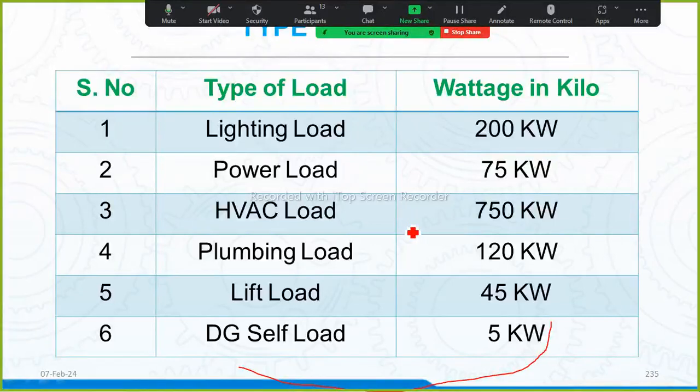I've taken the DG set self load as 5 kilowatt. This is the maximum; you may have 1 kilowatt or 2 kilowatt, but when calculating we take the maximum, because the charging alternator is a maximum load. I took the DG set self load because inside the generator we have a radiator, beside the radiator an exhaust fan, and inside the generator canopy you'll have lamps. Considering all these parameters, I taken the maximum DG set self load as 5 kilowatt.